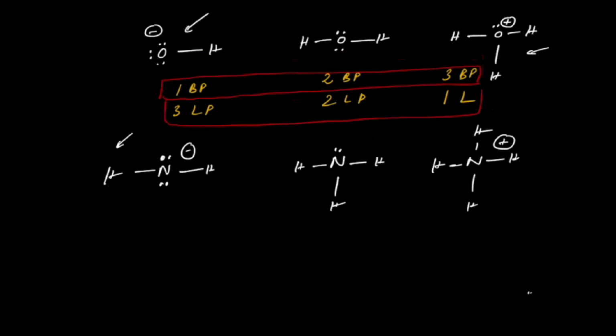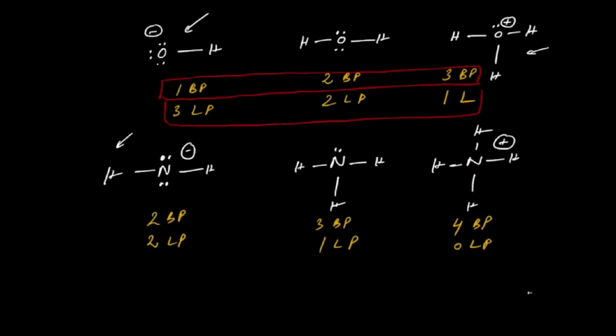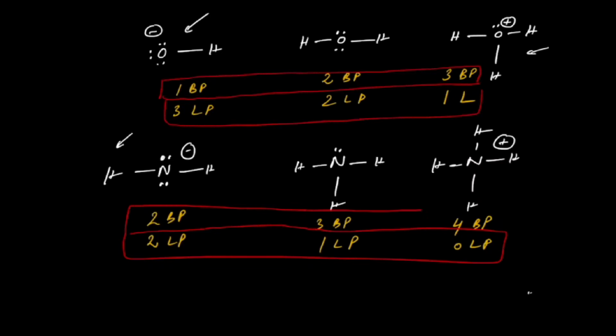Anyway, let us write the lone pairs and bond pairs. Here you have two bond pairs and two lone pairs. Here you have three bond pairs and one lone pair. Here you have four bond pairs and zero lone pairs. See, look at the pattern again. Sorry, number of lone pairs are decreasing and number of bond pairs are increasing.